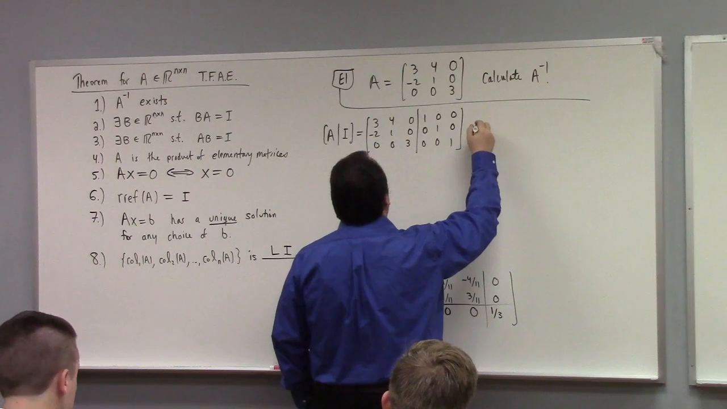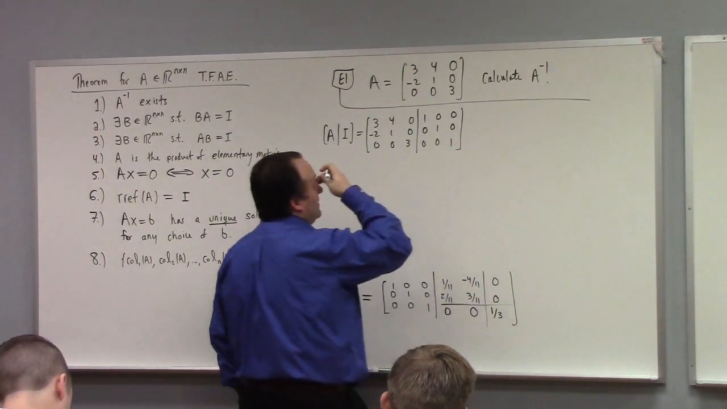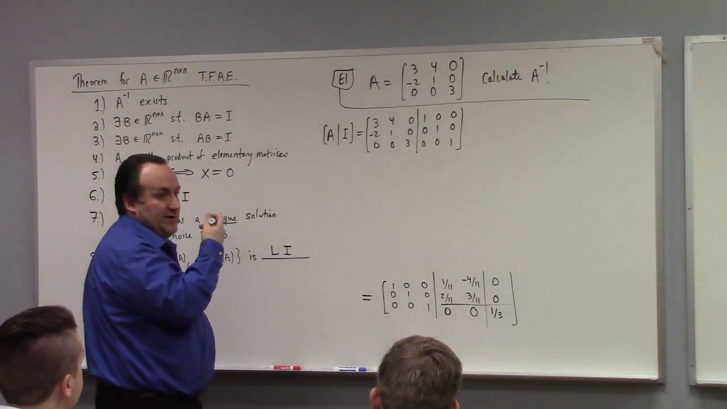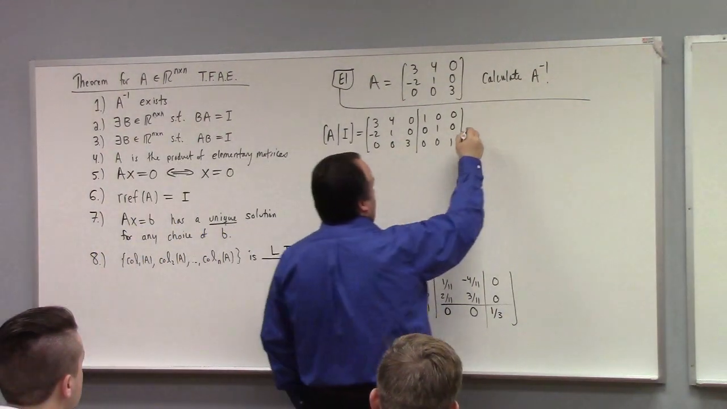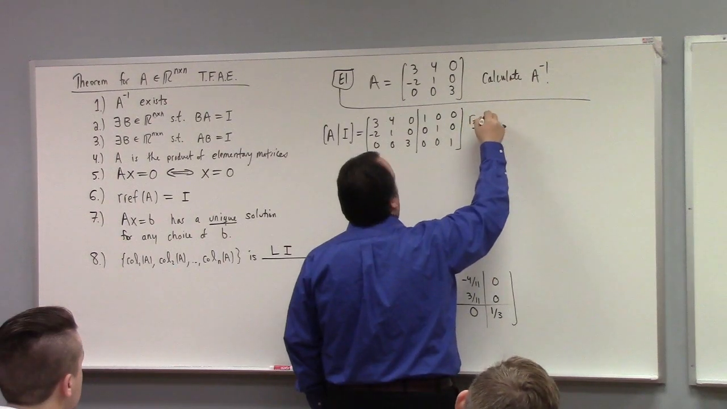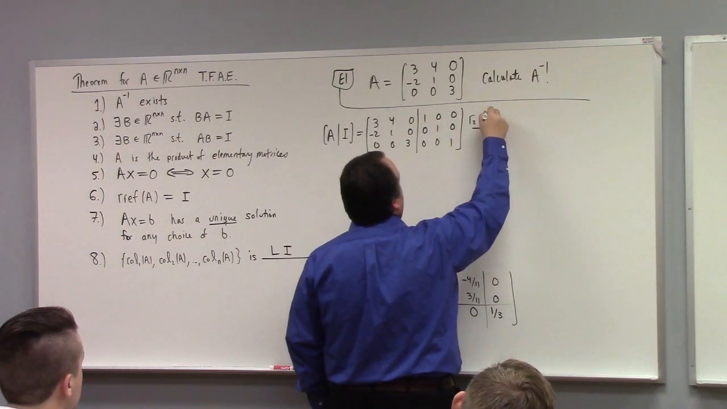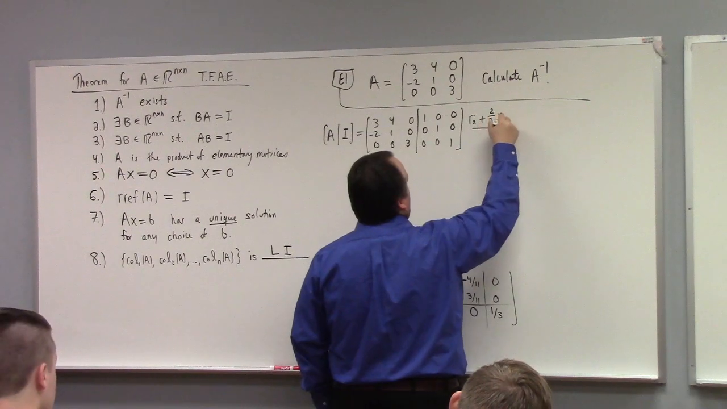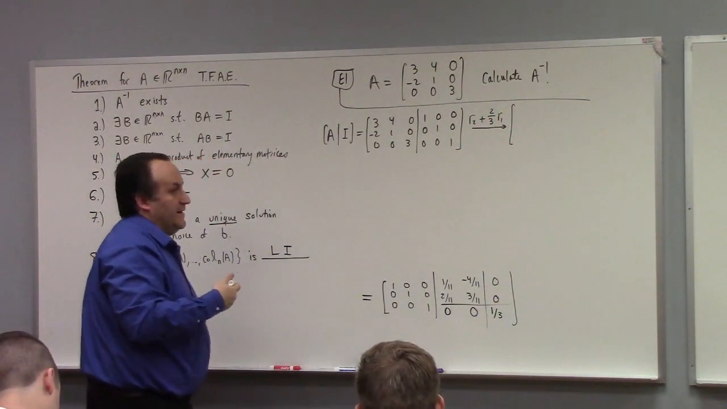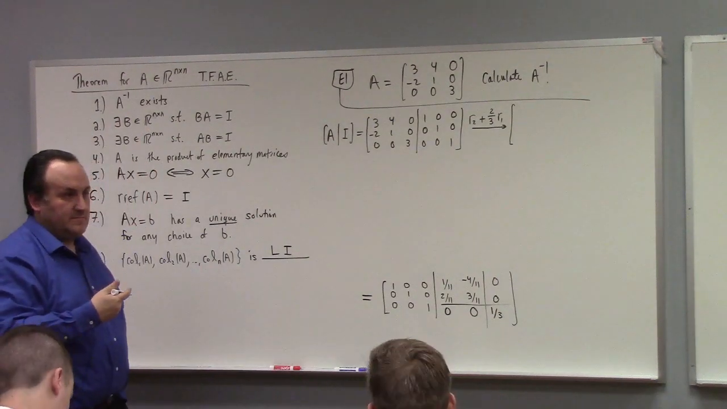So what would you guys say we should start with? Maybe we can get rid of that too, right? So to do that, how about this? We do row 2 plus 2/3 row 1, right? If I do that, that should clear the 2 out. Do you guys see it?